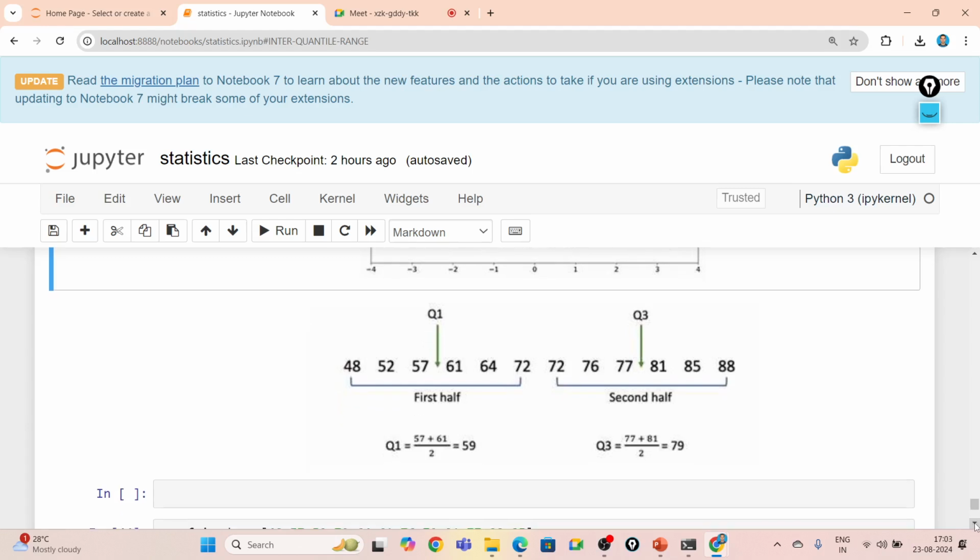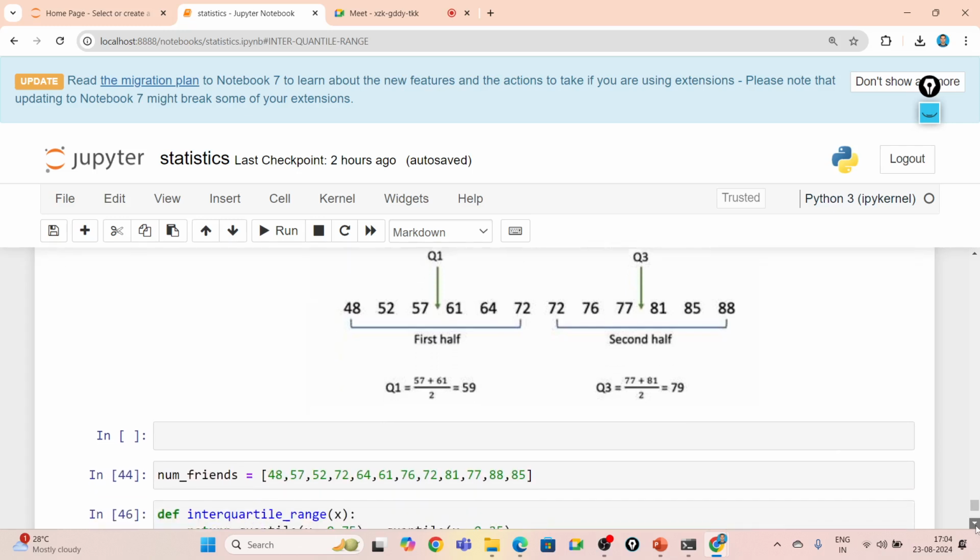Again, how many elements do we have inside it? We have a total of 12 elements, so we divide those 12 elements into halves and we get Q1. Q1 is your 25% part, but since we have an even number of elements, we will not directly get the 25% part. You have to calculate the central part, that is 57 plus 61 divided by 2, that value is 59, and 77 plus 81 divided by 2 is 79, and your interquartile range is 79 minus 59.